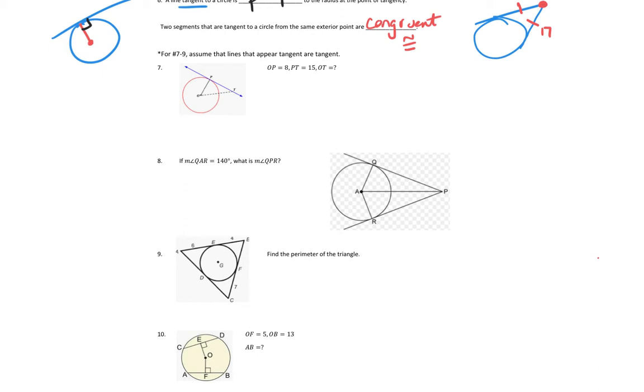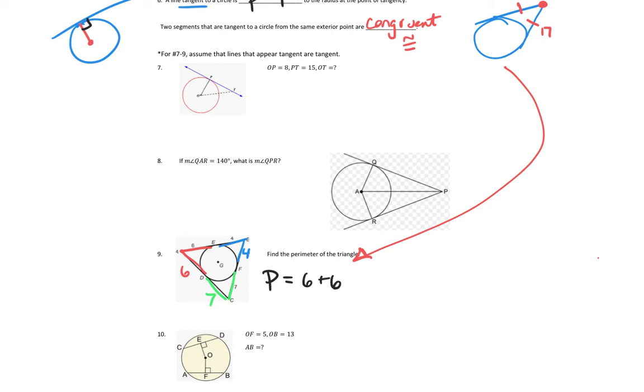In fact, let's jump right to question 9 because it deals with that. Question 9 says, find the perimeter. Well, these are all tangent segments. So if this is 6, then this is 6. If this is 4, then this is 4. If this is 7, then that's 7. So to find the perimeter, that means the sum of the sides. So add all the sides up.